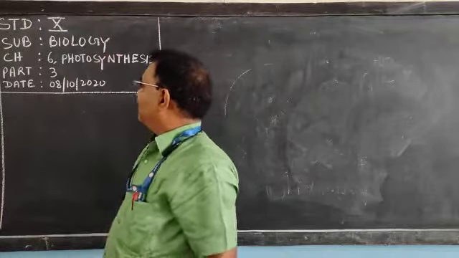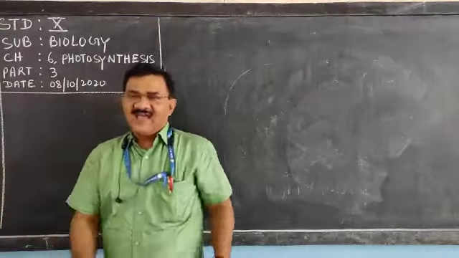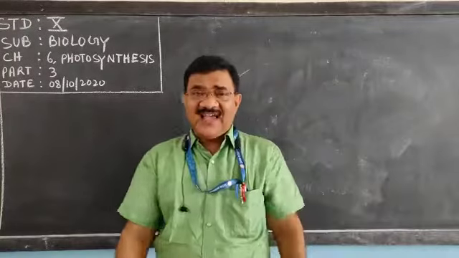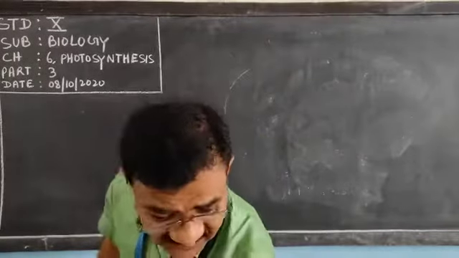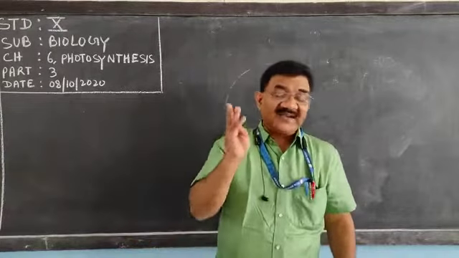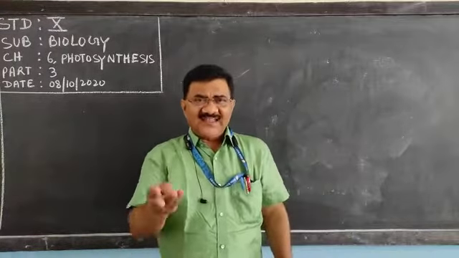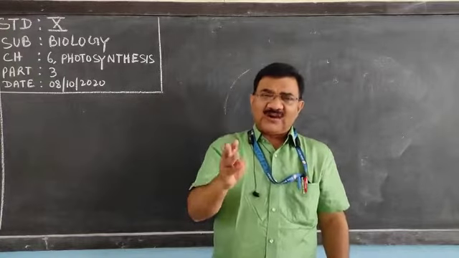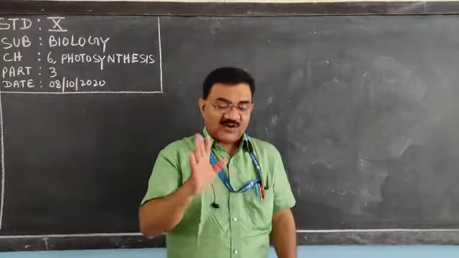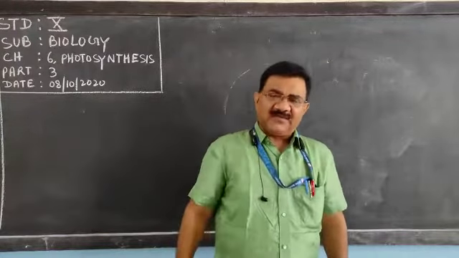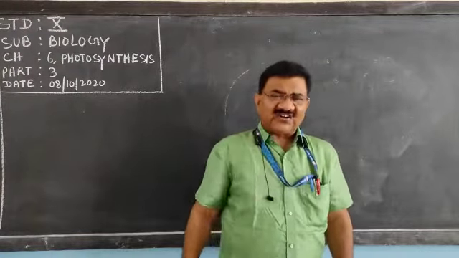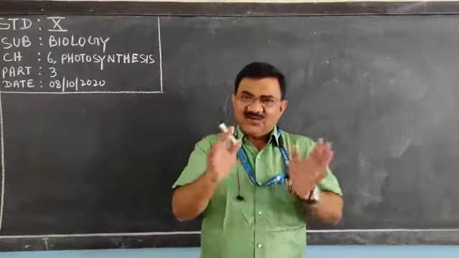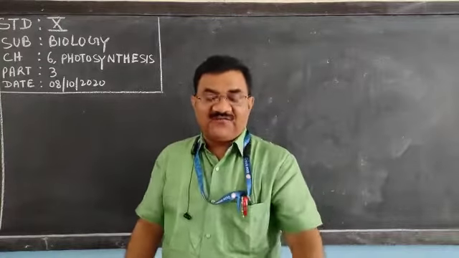Going to teach Biology Chapter 6, Photosynthesis, and it is part 3. Dear children, in the previous video we discussed what photosynthesis is, the importance of photosynthesis, the location of chloroplast and chlorophyll, the ultrastructure of a chloroplast, and the theories related to opening and closing of a stomata.